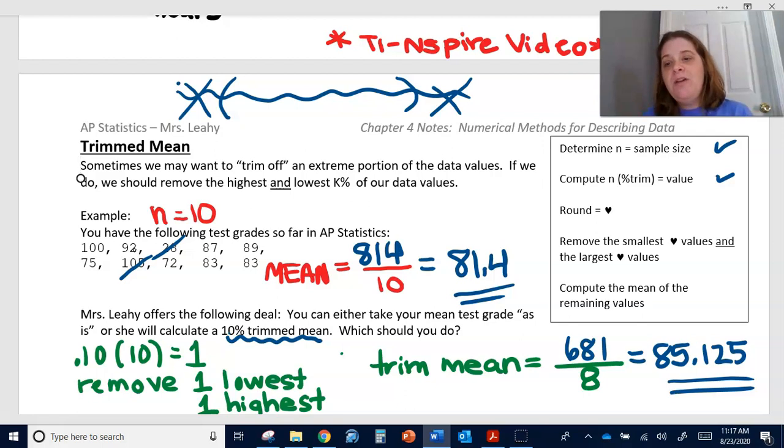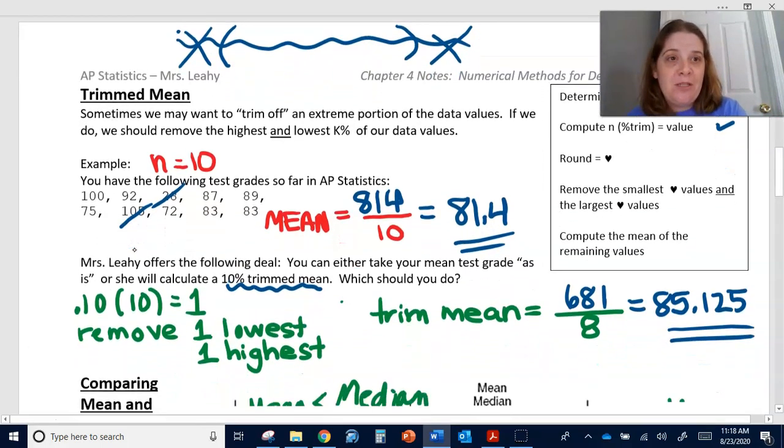Now, some people will ask, well, what if I had 320 test grades? Well, 10% of that would be 32. I'd remove the 32 top scores and the 32 bottom scores. What if it comes up as a decimal and it tells me I need to remove 2.7 values? Well, then take off 3 from the top and 3 from the bottom. What if it's 1.2 values? Well, then decide. Take off 1 or 2 from both sides, depending on what makes the most sense in your context.